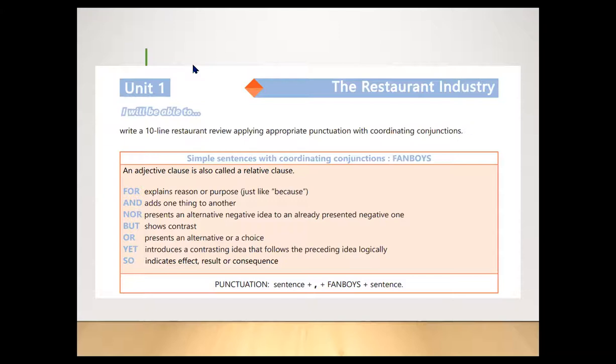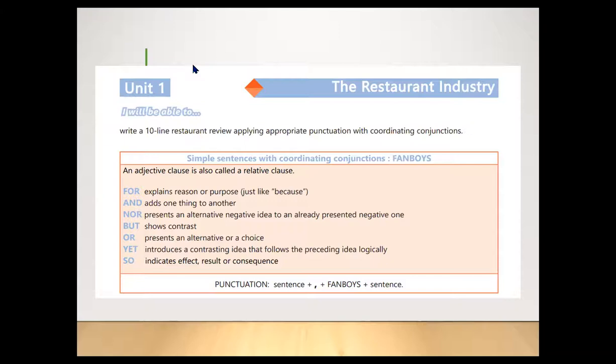But contrast, right? It's like, yes, I think that Cristiano Ronaldo is a good player, but I don't like his personality. So it's like opposing ideas, right? You show contrast. You can say, I think that Messi is more skillful than Ronaldo, but Ronaldo is faster than Messi. Or is it stronger? So you can contrast two things or two people, right? So that's the way that we use but.